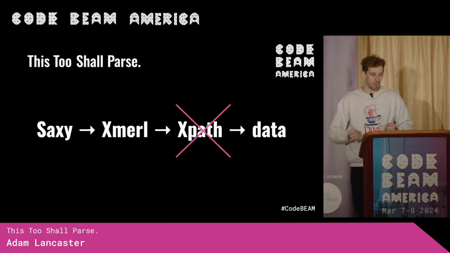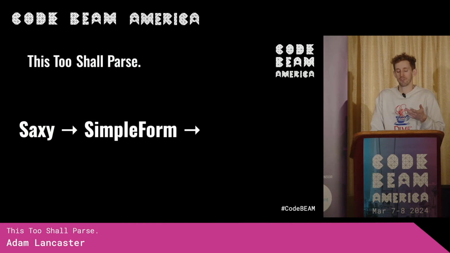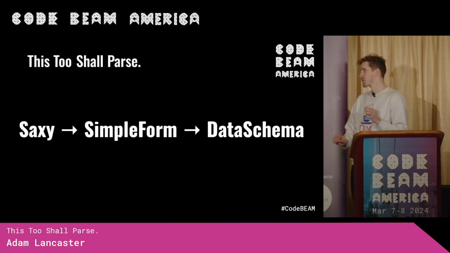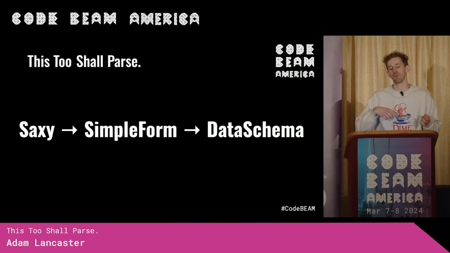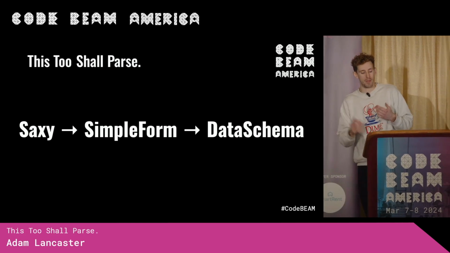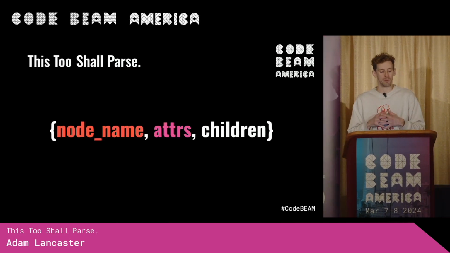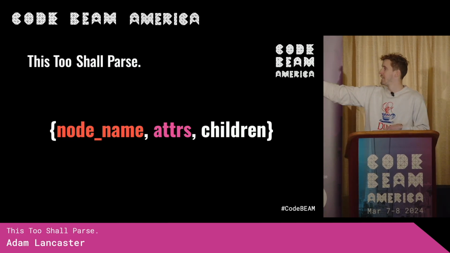And that was kind of problematic. So we cut both of those out and instead went for something a little bit simpler. We had Saxy. We still had that, calling our callback module that we implemented, but the DOM we built up this time was something just called simple form. And simple form is a very simple tuple-based representation that just has the node name, list of attributes, and then a list of children. Children can be either text, like a string, or more of these tuples itself. So it's kind of recursive, right?